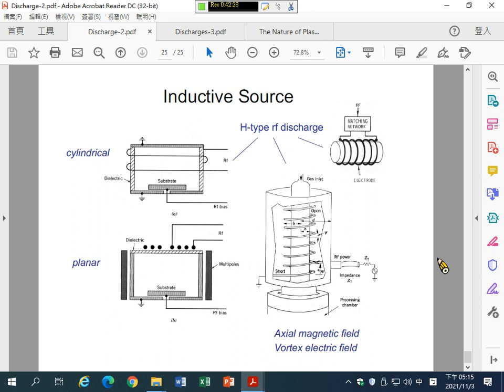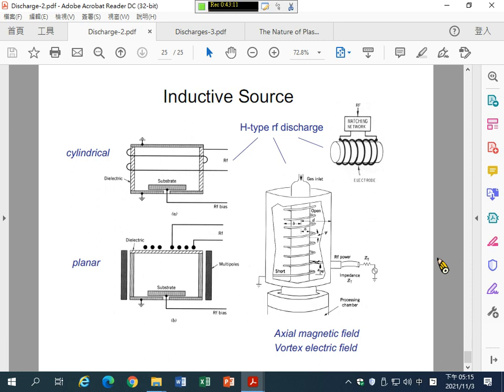And the right figure also shows this type of discharge. You can use the coil to surround the quartz tube, and then generate plasma inside the quartz tube by the inductive source. Again, there must be a matching network between the RF power supply and the contact of the electrical wire here. And the lower right figure is another case of inductive type discharge. You might see this type of plasma in industry.